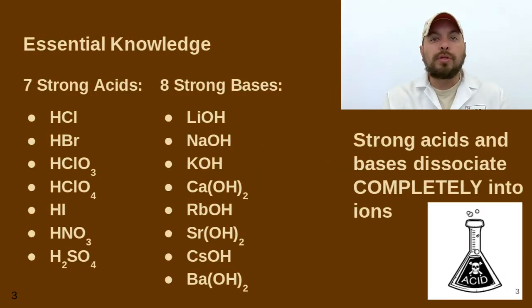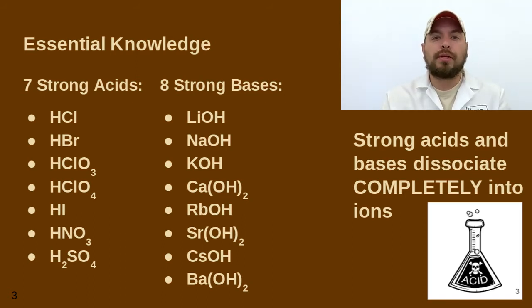But in order to do this, we need to know when we're looking at a strong acid or a strong base. And these are the 7 strong acids that you need to have memorized and the 8 strong bases that you need to have memorized. This type of problem only applies when we're looking at these 7 strong acids and these 8 strong bases.